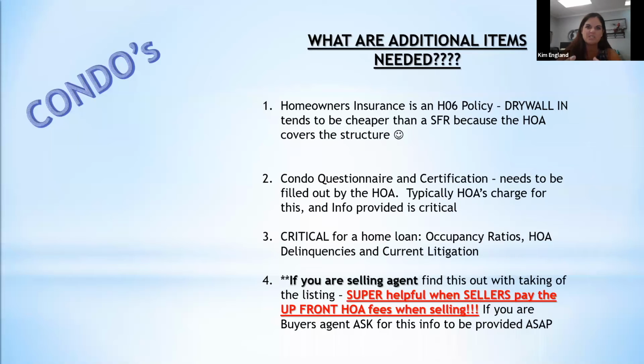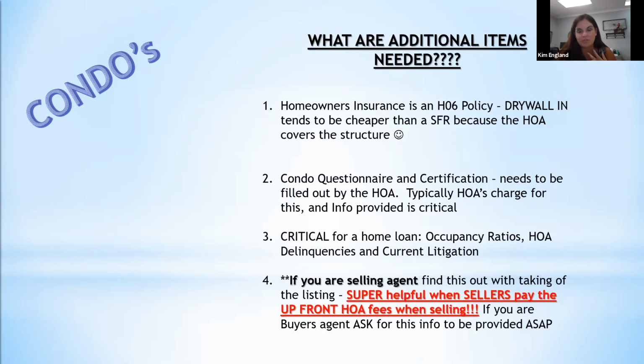So they're cheaper. They tend to be between $25 and $45 a month, compared to a full homeowner's insurance for a stick-built house at around $100-ish. So the insurance is slightly different. The big changes are the HOA certifications. It's required when you're getting a loan on a condo that we have a condo questionnaire and certification filled out by the HOA.